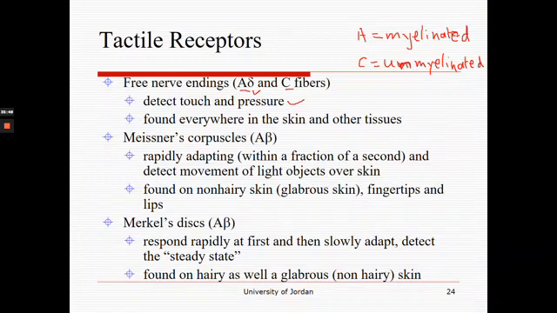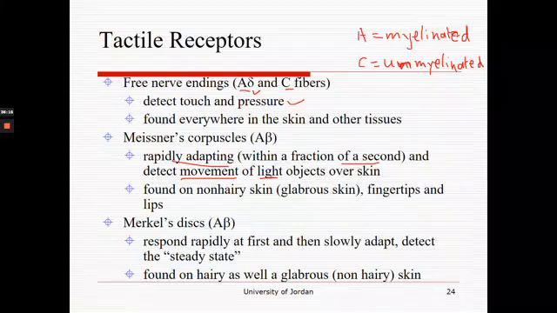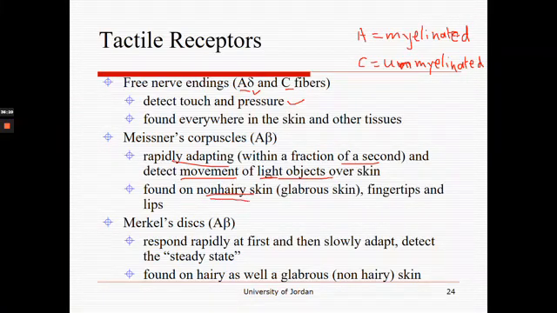Meissner corpuscles are connected to the A beta fiber. This is a large myelinated fiber. They are rapidly adapting, since Meissner's are encapsulated receptors. They adapt within a fraction of a second, and detect movement of light objects, something that's not heavy, on the skin. They are found on non-hairy skin, called glabrous skin, and they are found in the fingertips and lips.